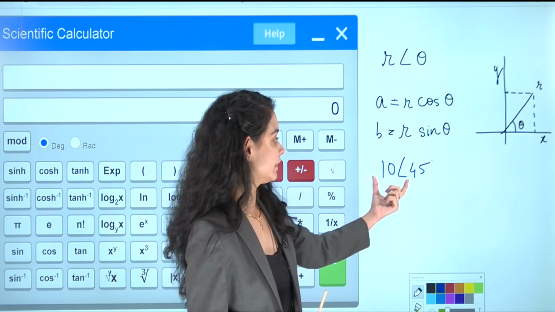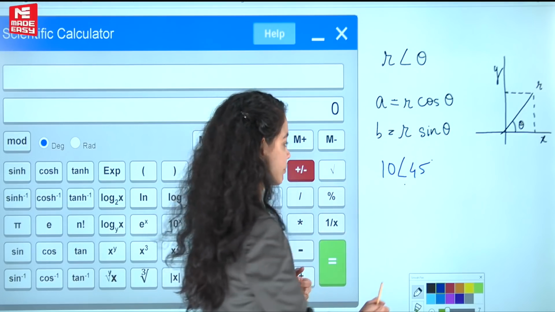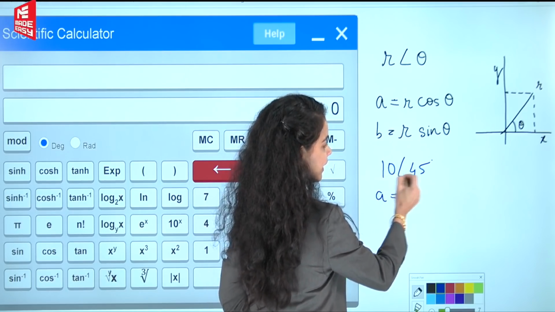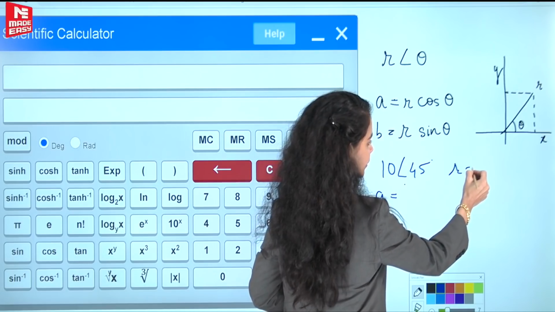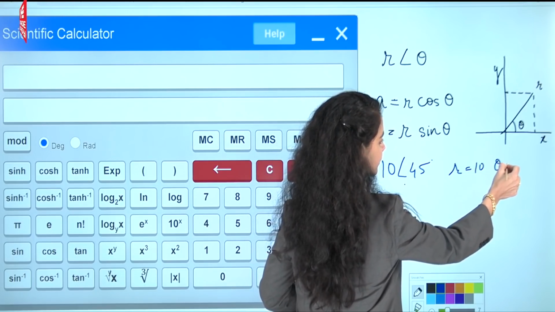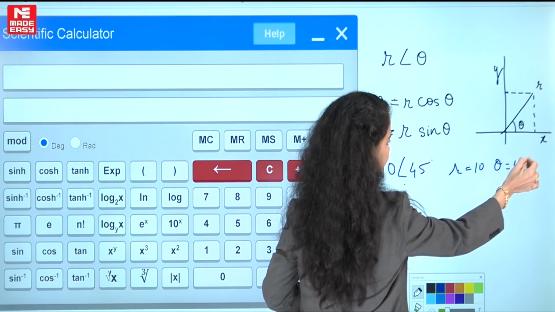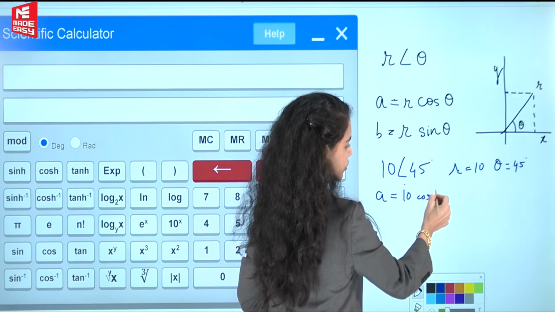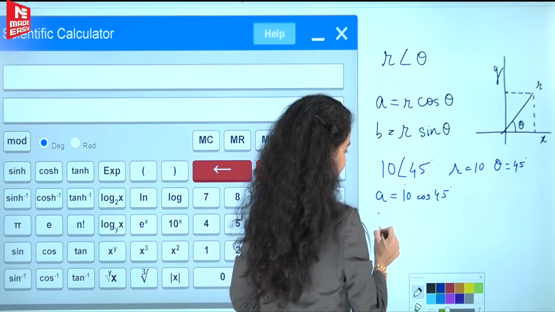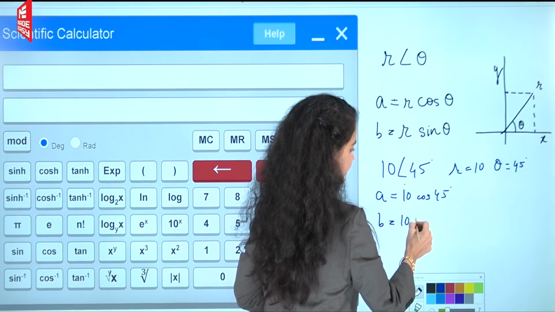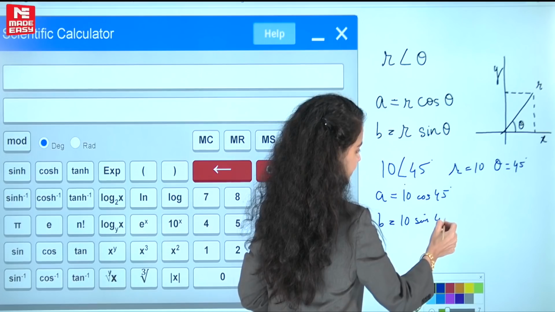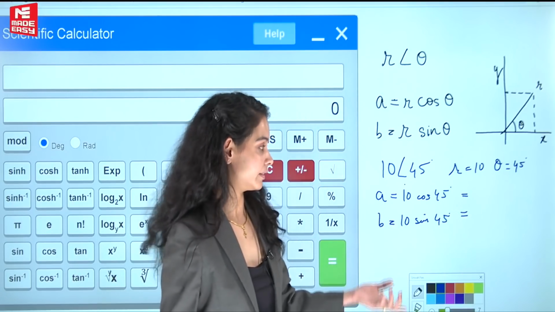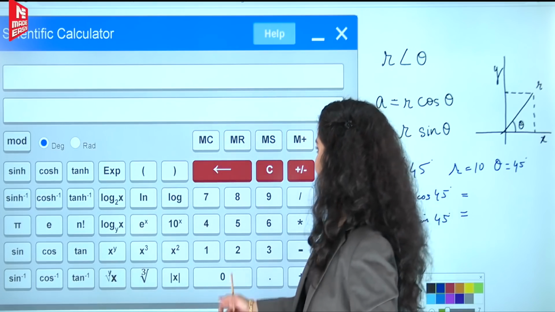For example, the coordinates are 10, 45. So for this, a will be equal to r cos theta. Here r is equal to 10 and theta is equal to 45. Now substitute in r cos theta. So 10 cos of 45, and b will be equal to 10 sin of 45. Now we will solve this using the virtual calculator. So 10 cos 45. It is simple.